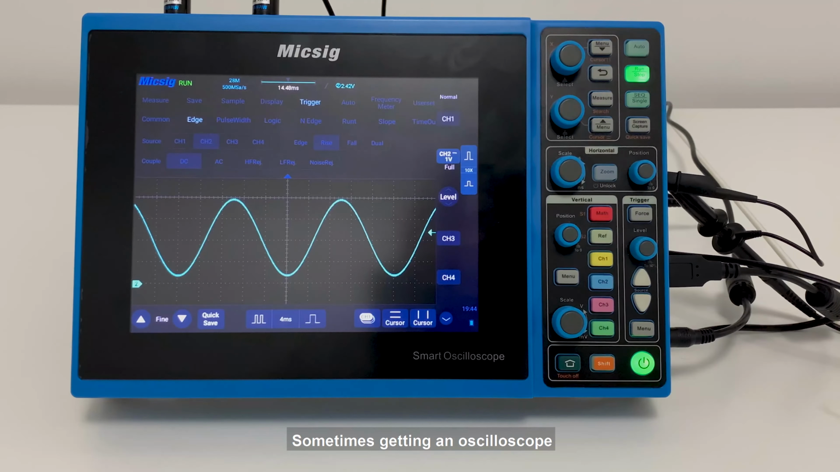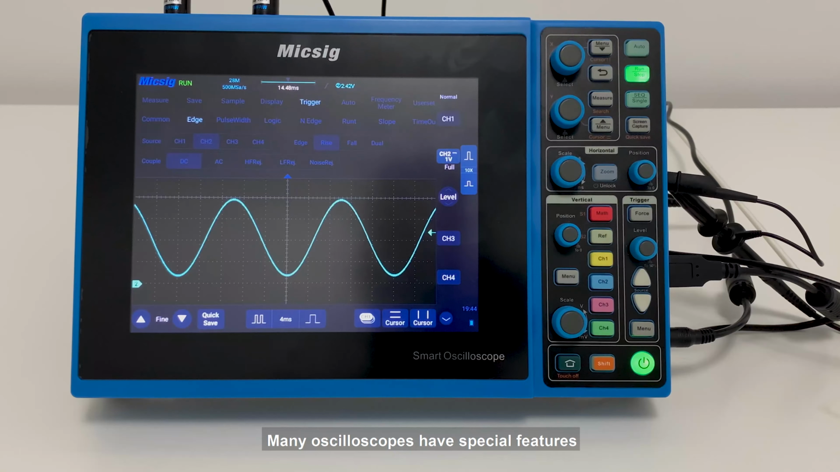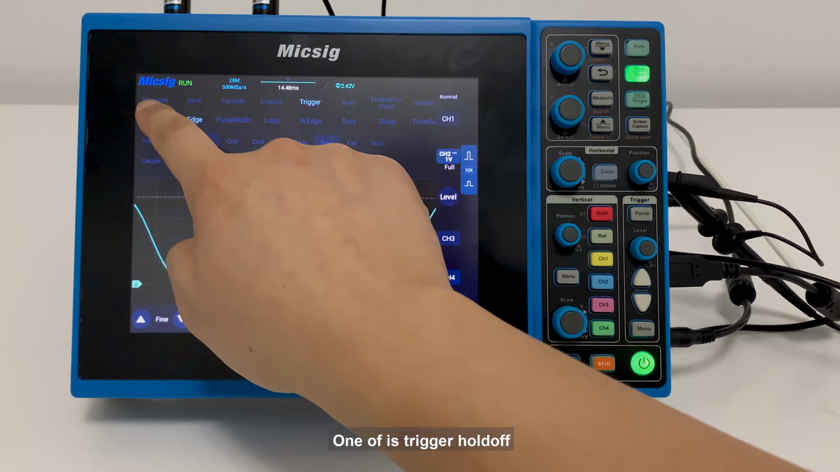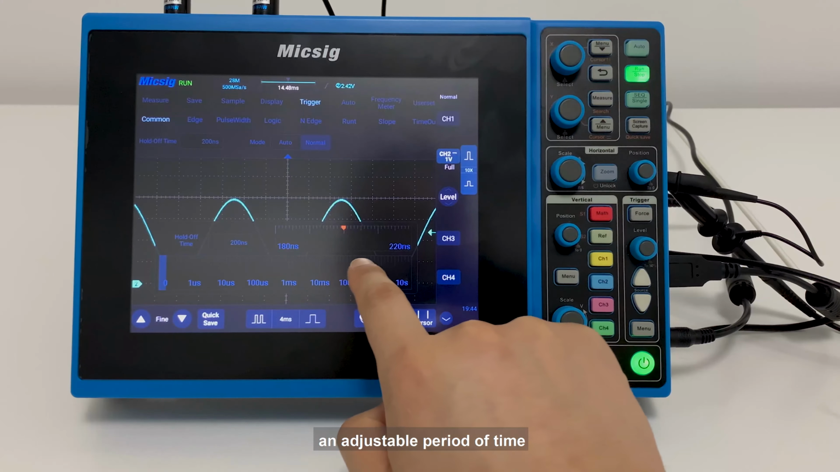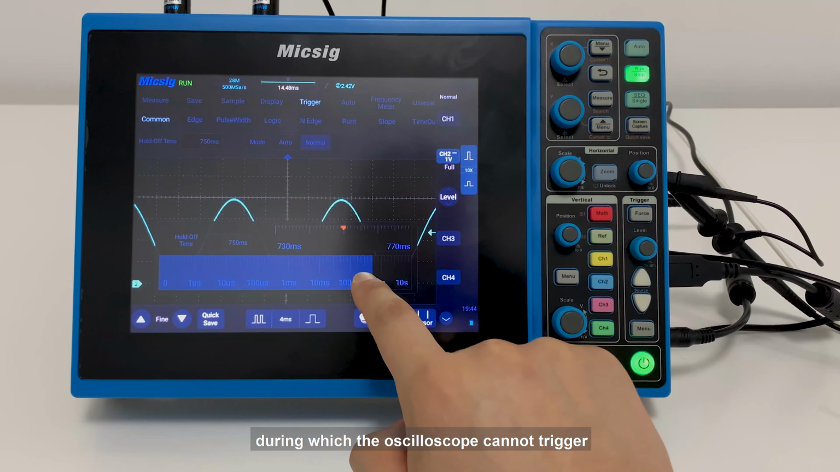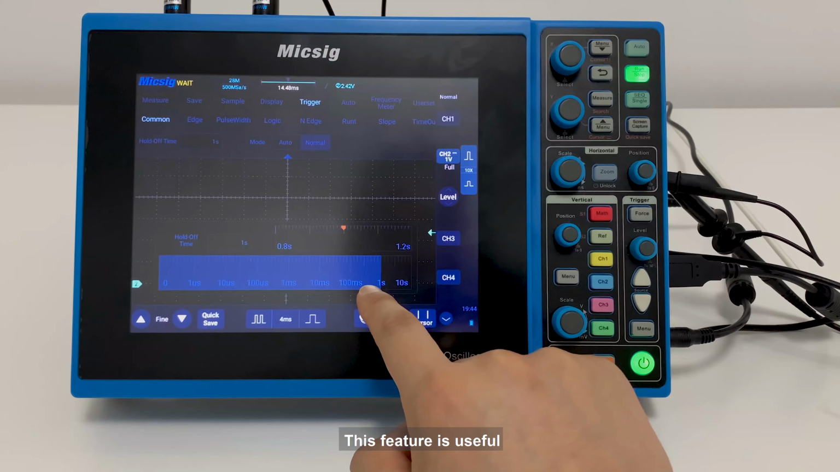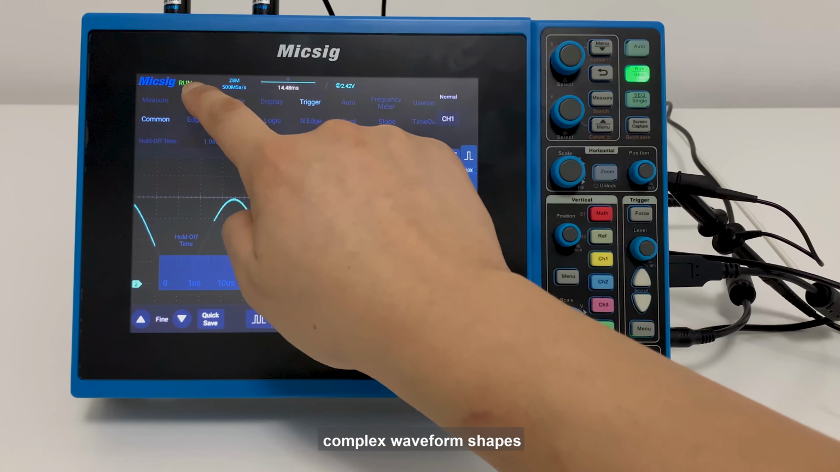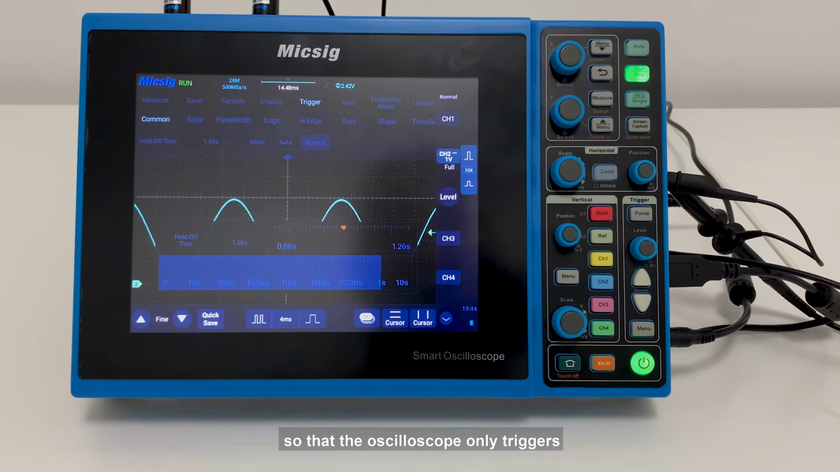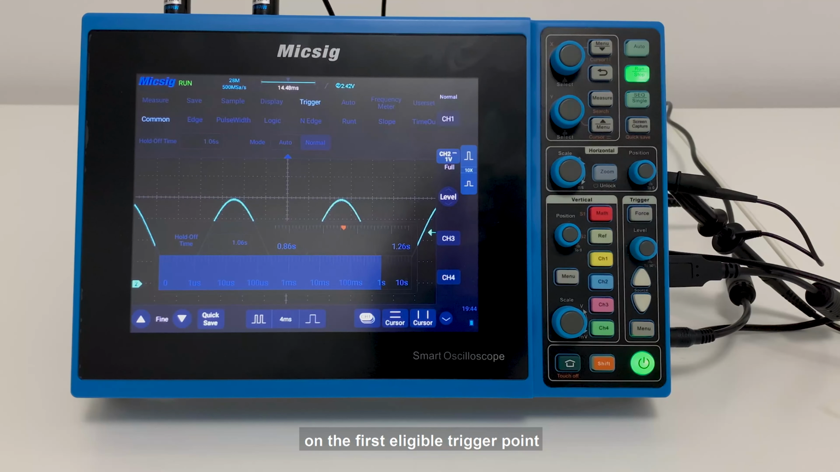Sometimes getting an oscilloscope to trigger on the correct part of a signal requires great skill. Many oscilloscopes have special features to make this task easier. One is trigger hold-off, an adjustable period of time during which the oscilloscope cannot trigger. This feature is useful when you are triggering on complex waveform shapes, so that the oscilloscope only triggers on the first available trigger point.